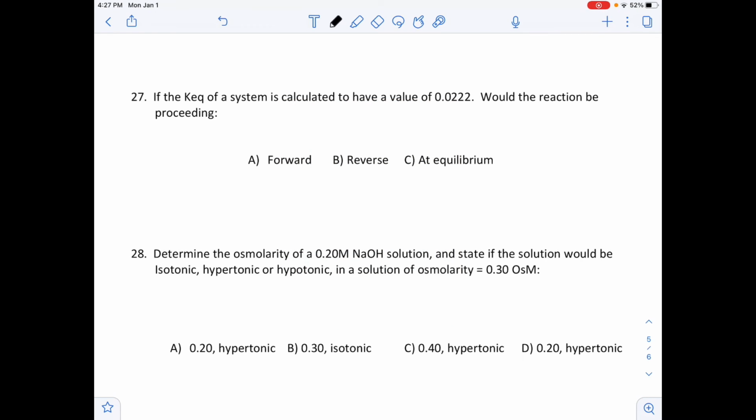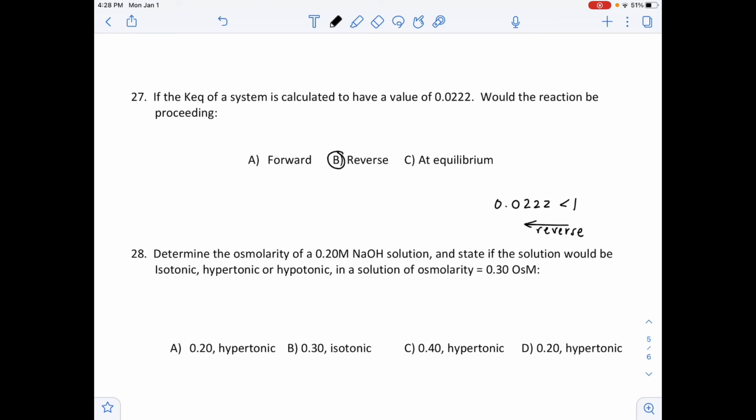So for question 27, it says if the KEQ of a system is calculated to have a value of 0.0222, would the reaction be proceeding A, forward, B, reverse, or C, at equilibrium? So 0.0222 is less than 1, so the reaction would be going in the reverse direction. And that's just something you have to know, that if the KEQ is less than 1, it's in the reverse direction. So the correct answer would be B.